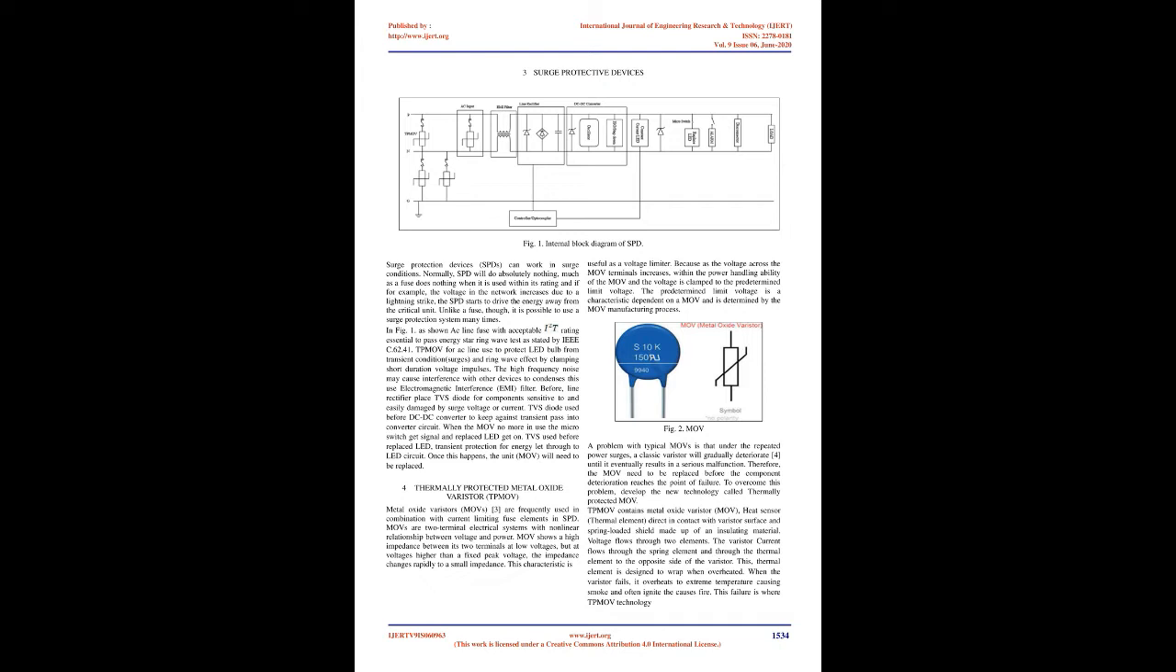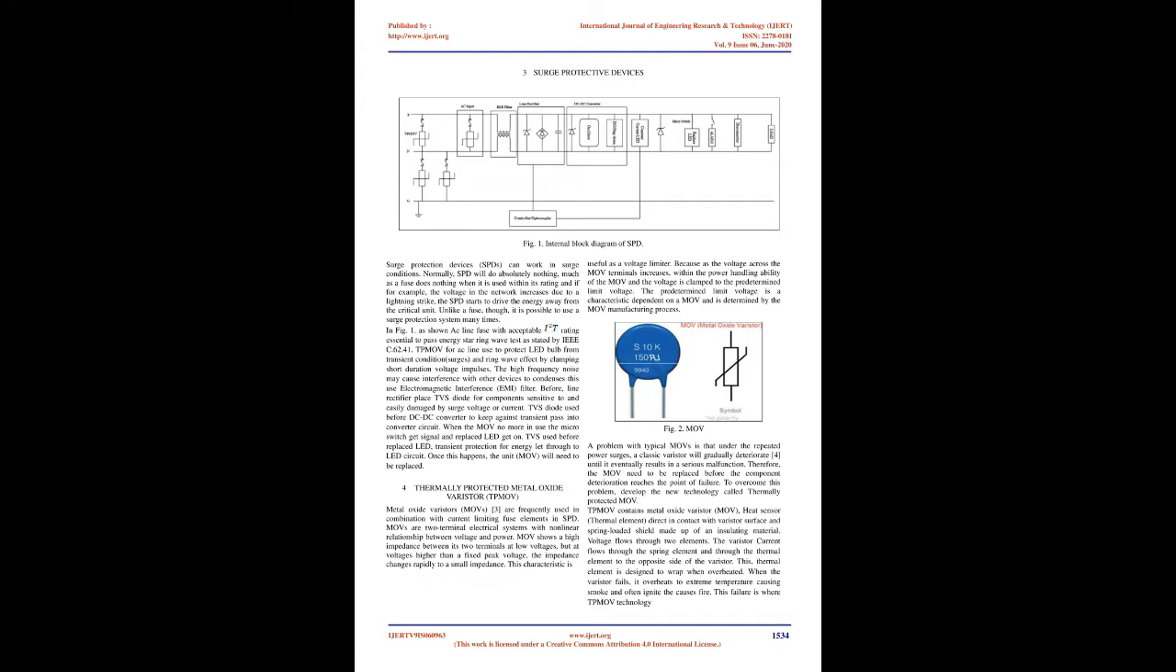When the MOV is no longer in use, the micro switch gets a signal and the replace LED turns on. TVS diodes are used before the replace LED, providing transient protection for energy let through to the LED circuit. Once this happens, the unit, MOV, will need to be replaced.